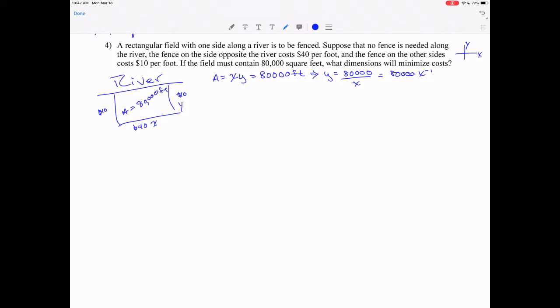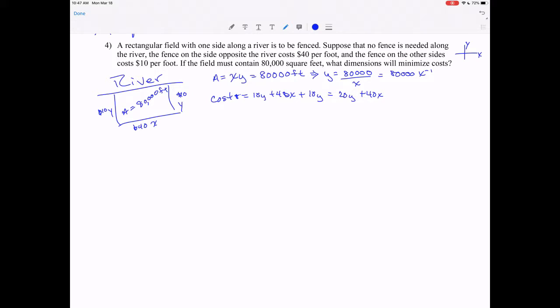All right, cost. The cost is going to be cost equals 10Y plus 40X plus 10Y, which is 20Y plus 40X. Yes, I know I could go straight to the other, but I do it the way I do it for a reason, okay? So if you can skip steps, yes, you can skip steps, okay?